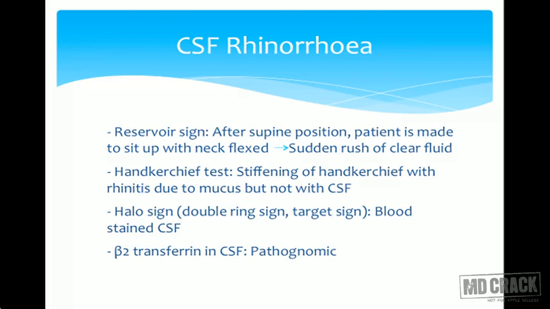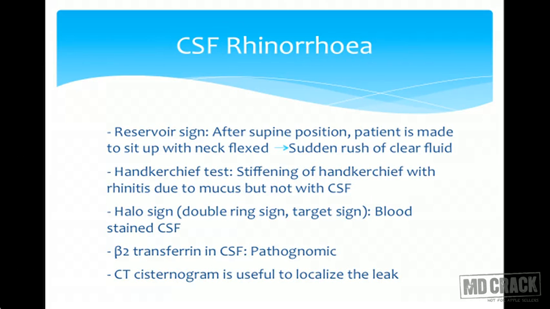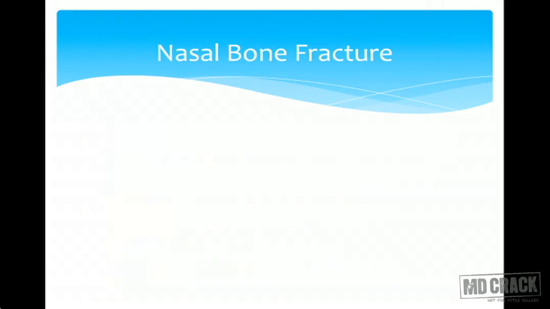Now beta-2 transferrin, if it is found in the fluid, is pathognomonic of CSF rhinorrhea. So it is the most specific test for CSF rhinorrhea, beta-2 transferrin, most commonly asked in MCQs. CT cisternogram is used to localize the leak, and then the leak is repaired using multiple layers. From the mucosa, some muscle mass is kept and some fibrin glue is also used to close the seal.